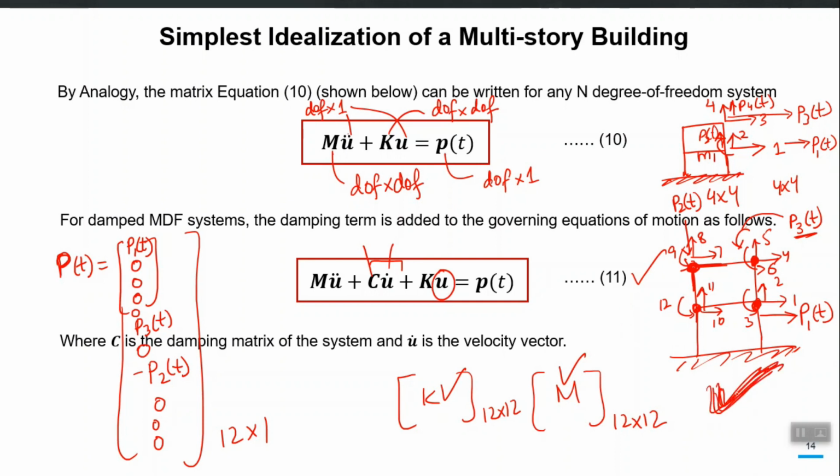If it is a three-dimensional frame, the program considers all 6 degrees of freedom per node, right? So if you have a structure containing maybe 20 nodes, the mass matrix is constructed as 6 into 20, 120 by 120. The K matrix is 120 by 120, right? And the u vector, u dot vector, and P of t vector are 120 by 1. And this equation 11 is being solved when you run that dynamic analysis, right?